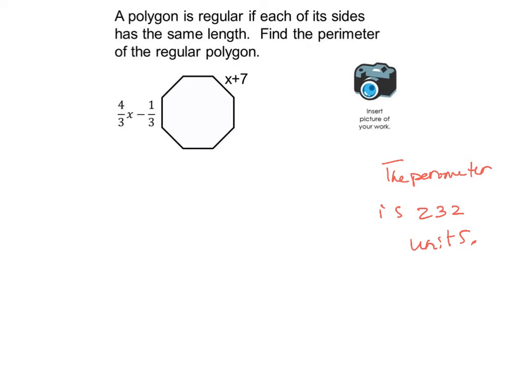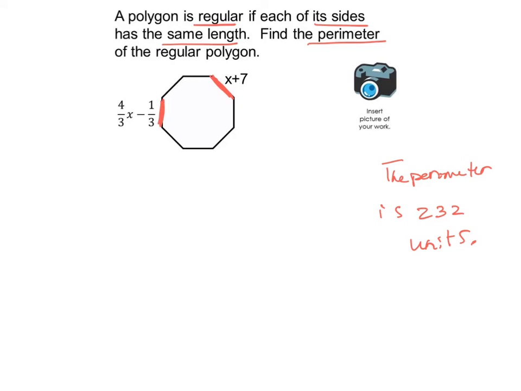All right, so if you didn't get it right, let's look at it. A regular polygon, its sides are the same length. Find the perimeter. Well, to find the perimeter, I need to find out what a length is. I have a variable in there, but I have enough information that I can actually find what the length is.